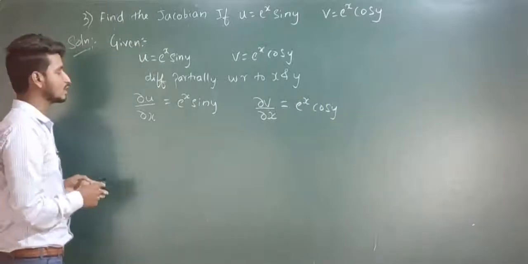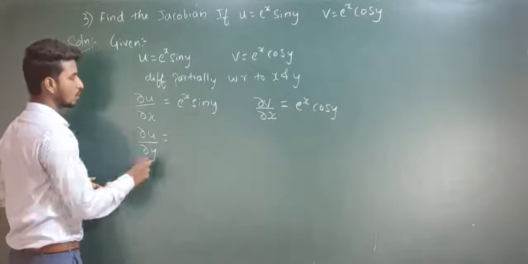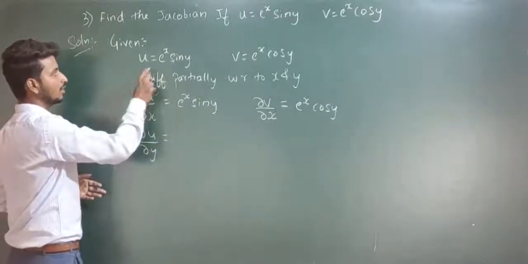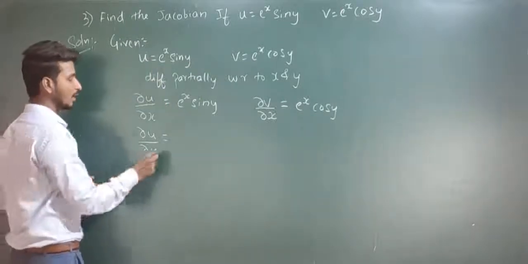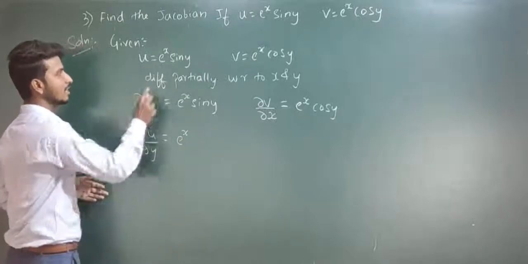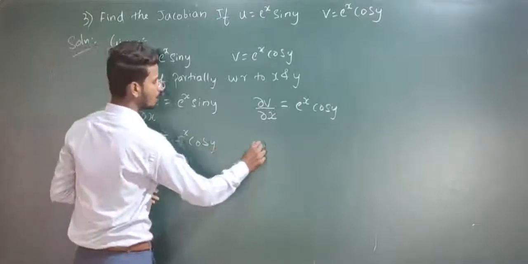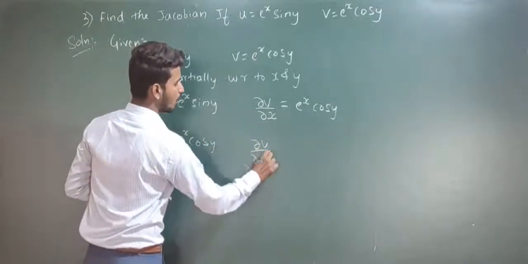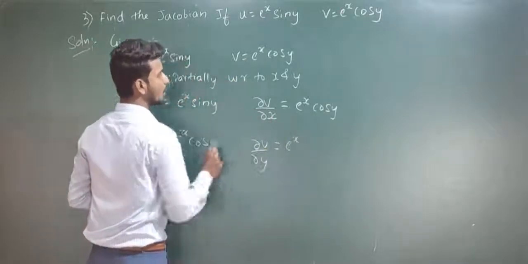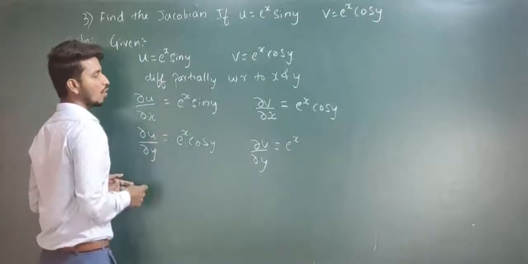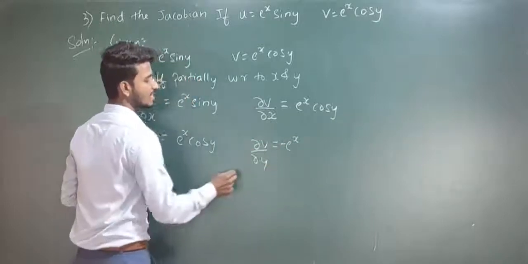Now we have to differentiate with respect to y, that is dou u by dou y. Now we are differentiating with respect to y. Now this e raised to x will be constant and we have to differentiate sin y. E raised to x as it is, differentiation of sin y is cos y. Now dou v by dou y. Here with respect to y means this e raised to x is constant, we can keep as it is, and differentiation of cos y is minus sin y, that is minus e raised to x sin y.